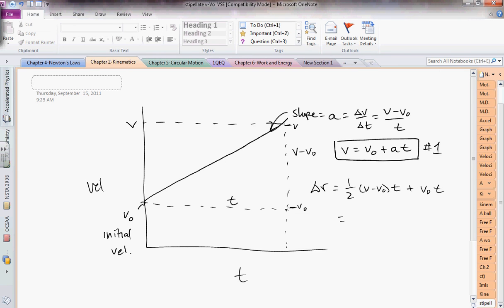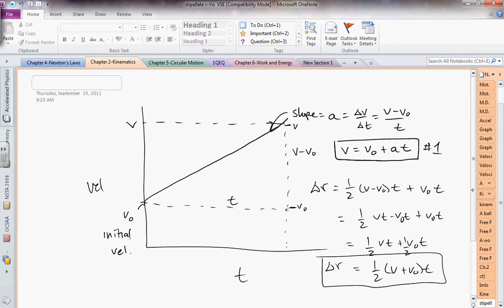This, in essence, is our second kinematic equation, but let's simplify this a little bit more, just so that it's a little bit neater. So we'll distribute the time through that, plus v naught t, and so what we'll get is 1/2 vt plus 1/2 v naught t. You could do this a couple ways, but you can just say 1/2 (v plus v naught) times t. There are several ways that you could write that, but that is our second kinematic equation.